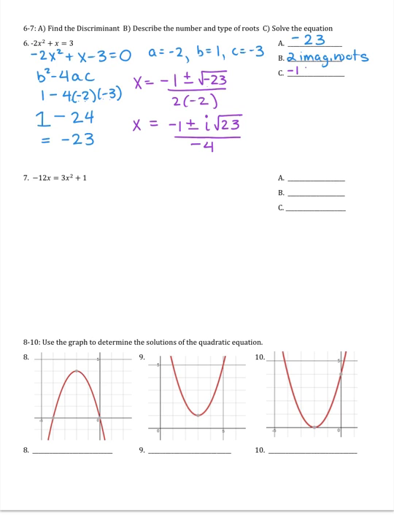So negative 1 plus or minus i rad 23 all over a negative 4. Put the i always in front of your square root so it doesn't look like it's still underneath.